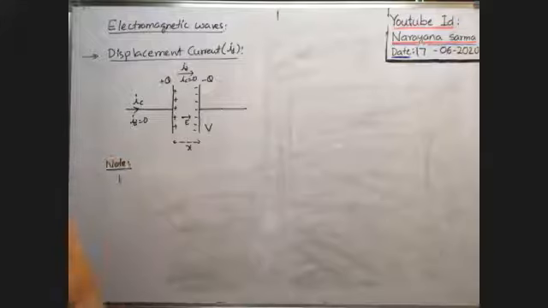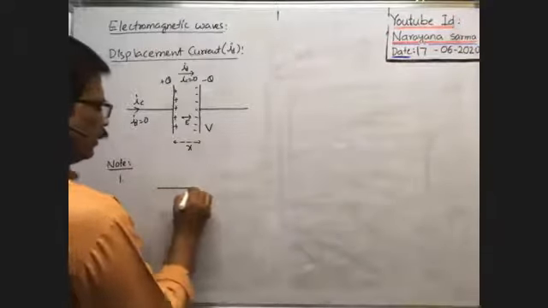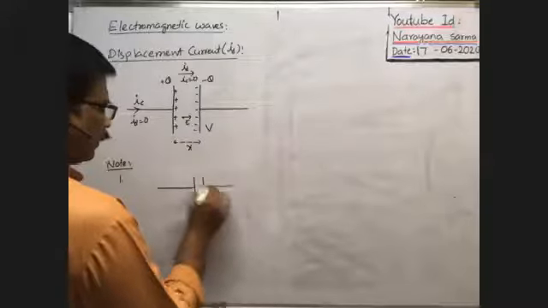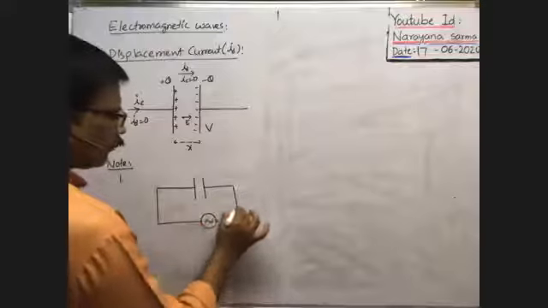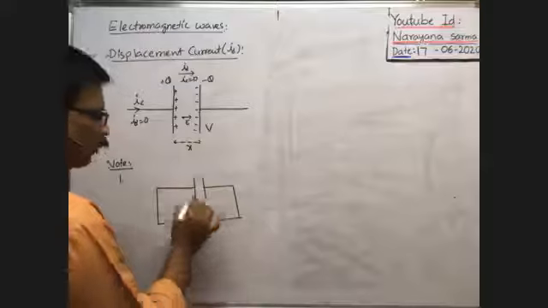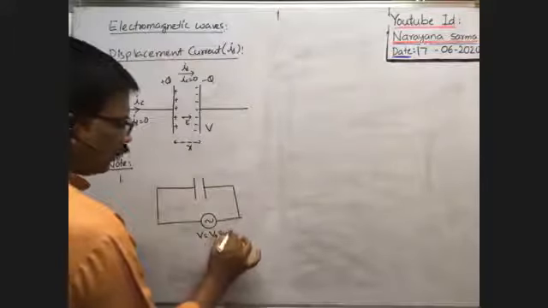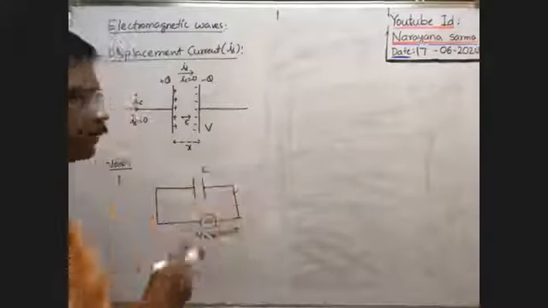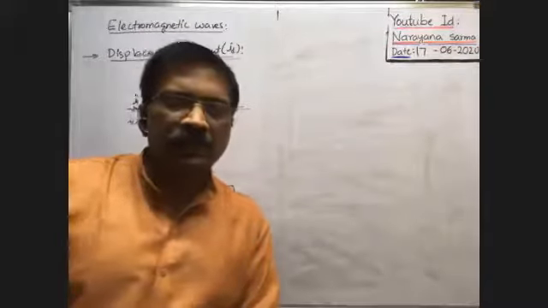Note 1. Suppose the two plates of the capacitor are connected across an alternating voltage source. If the two plates of the capacitor are connected across the AC source, at any instant of time, the AC source applies the alternating voltage across the capacitor given by V is equal to V naught sine omega t. Capacitance of the capacitor is C.